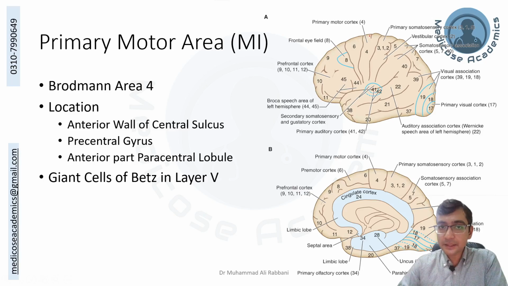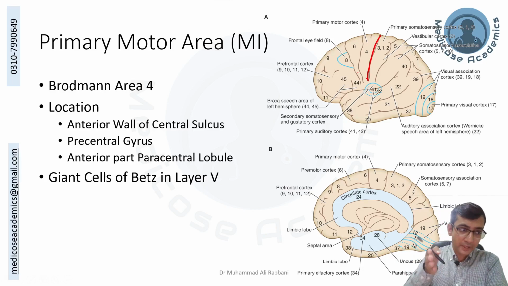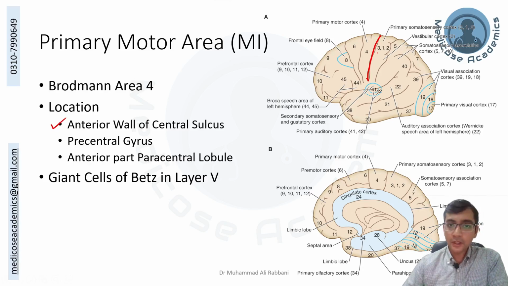This is the primary motor area. Where is it located? It is located on the anterior aspect of the central sulcus. You cannot see it very well here, but this is the central sulcus. If you are able to pass your fingers within the central sulcus, the anterior aspect of your fingers will touch the posterior aspect of the precentral gyrus. That's what they are talking about here.